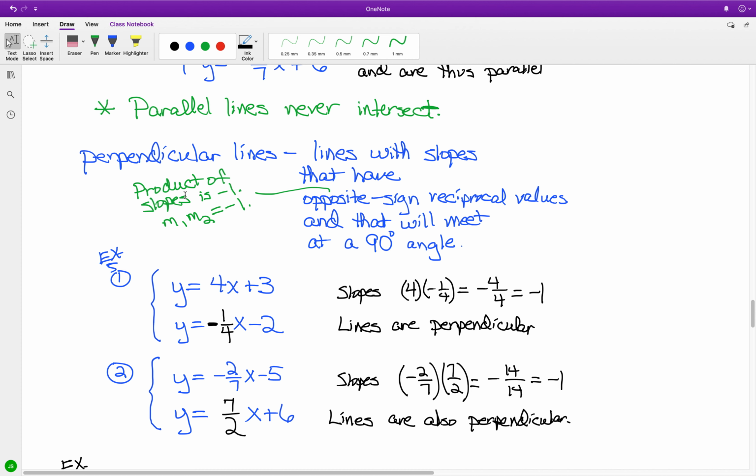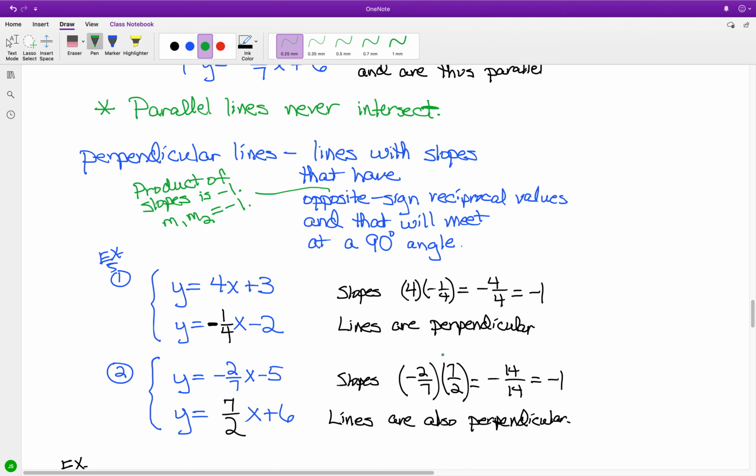Just for examples of perpendicular lines, in the first case we have y is equal to 4x plus 3, and y is equal to -1/4 of x minus 2. So you have both equations in slope-intercept form. The first line has a slope of 4, the second line has -1/4, and if I multiply the slope values together, the product is -1, so the lines are going to be perpendicular to each other.